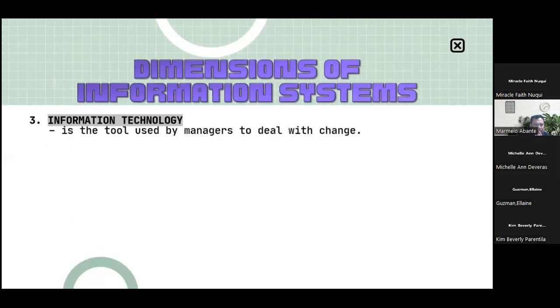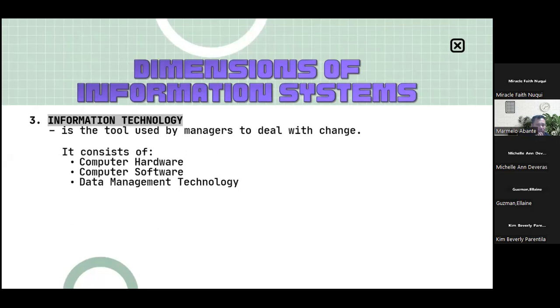Lastly, we have information technology. It is the tool used by managers to deal with change. It consists of computer hardware, which is the physical equipment used for input, processing, and output activities in an information system. Computer software, which consists of detailed pre-programmed instructions that control and coordinate the work of computer hardware components in an information system.